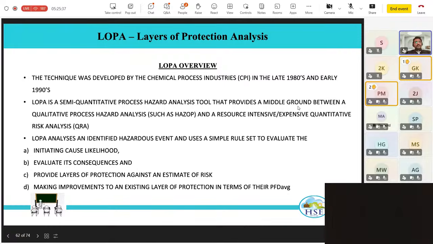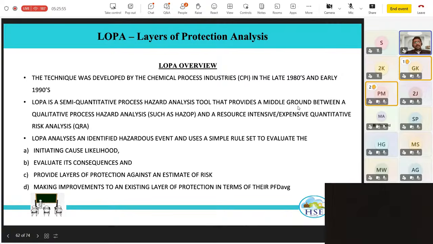So these are the 4 simple steps of LOPA. Don't complicate it for yourself. Obviously, this presentation will be readily available on the HSC RMS website as well as on YouTube for your anytime reference or cross reference. Simple. Remember that these 4 points are our approach.